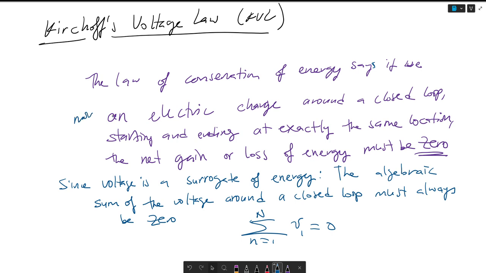move an electric charge around a closed loop, starting and ending at exactly the same location, the net gain or loss of energy must be 0. And since voltage is a surrogate of energy, the algebraic sum of the voltages around a closed loop must always be 0. So if you have voltage drops Vn around a closed loop, from n equals 1 to n, all those drops must equate to 0.